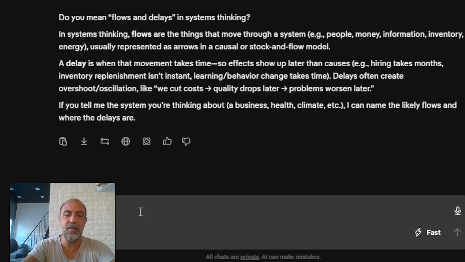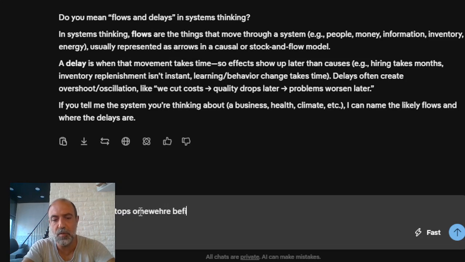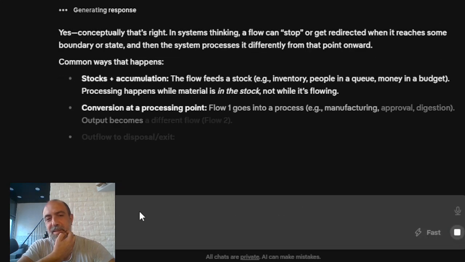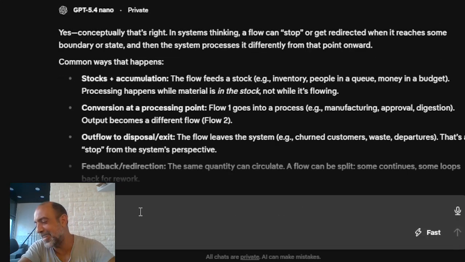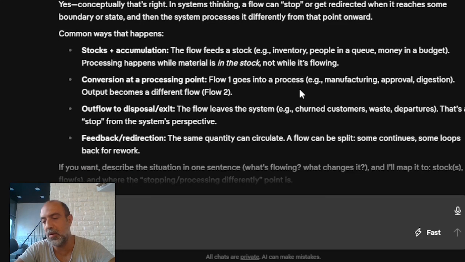I mean a flow has to stop somewhere before being processed differently. Really, man? A stock. So the normal system has basically two things. It's a stock and a flow.